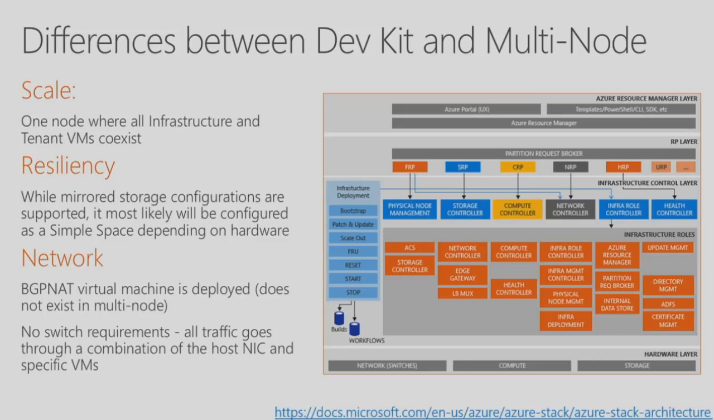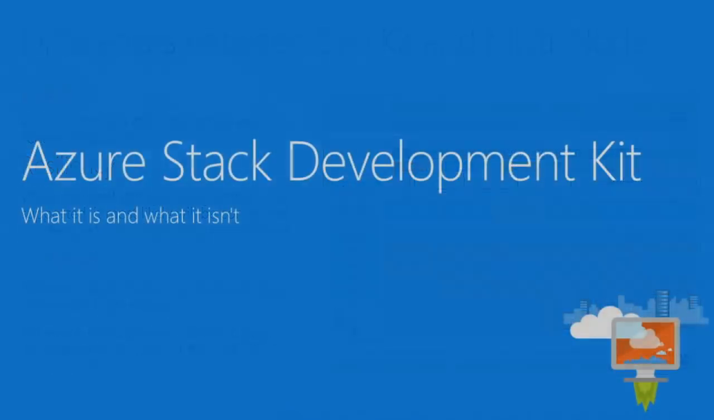And then the network that we talked about a little bit, BGP NAT is the virtual machine that's deployed and that handles the NAT and essentially the routing. And that does not exist in a multi-node configuration. And there's no switch requirements. Everything goes through the single NIC and the specific VMs that are deployed. So a little different than multi-node, but it's really there to get you all the experience of a multi-node in a single box.